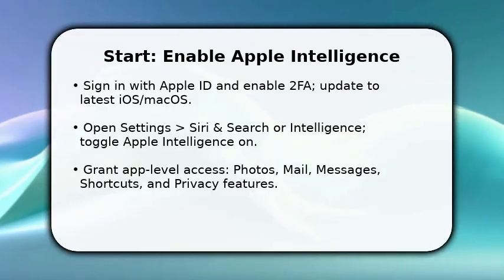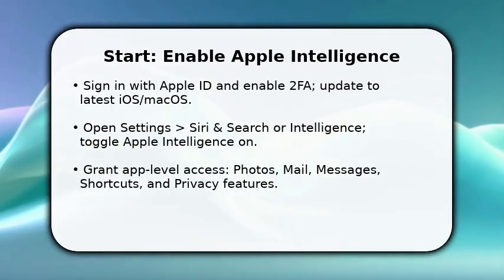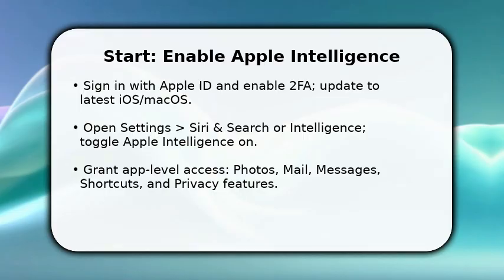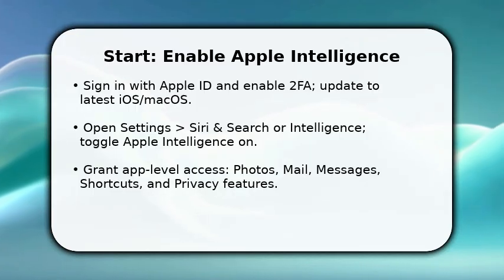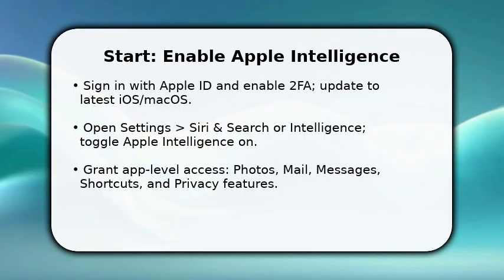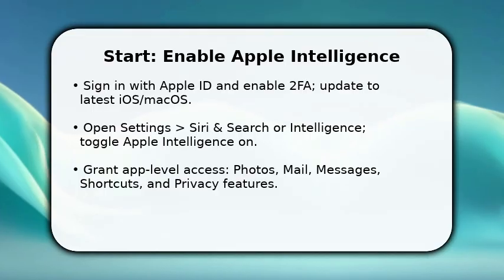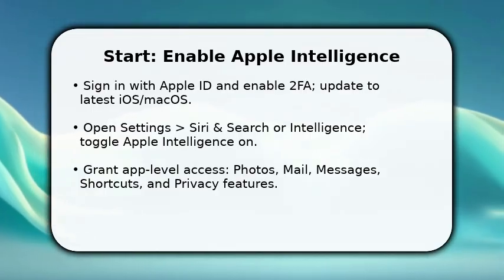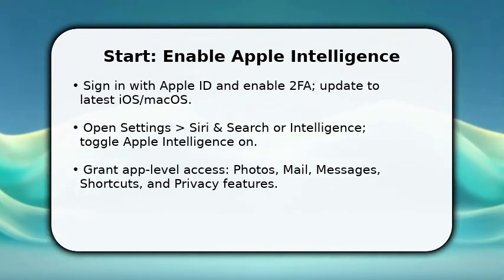You start by preparing your device. Sign in with your Apple ID and enable two-factor authentication, then update to the latest iOS or macOS. Once done, open Settings and go directly to the Intelligence or Siri and Search panel and toggle Apple Intelligence on. Make sure to grant app-level access for Photos, Mail, Messages, and Shortcuts so the system can use context. This step unlocks the assistant's data sources and is essential before you try any prompts or automation.